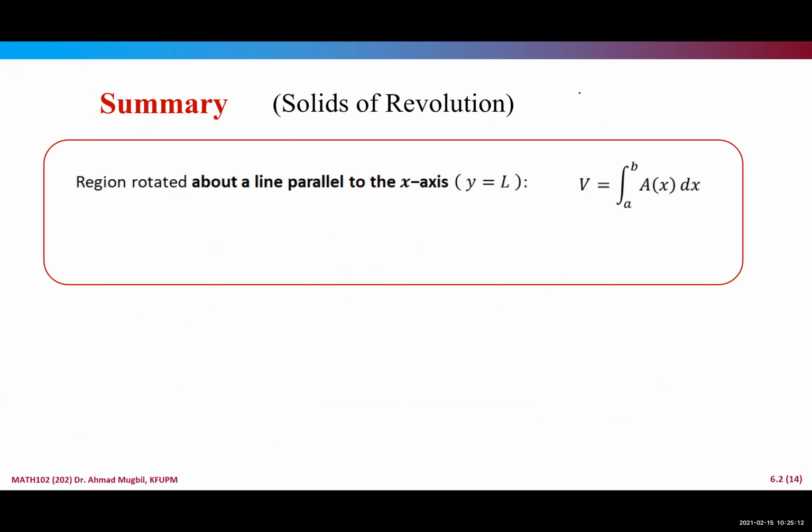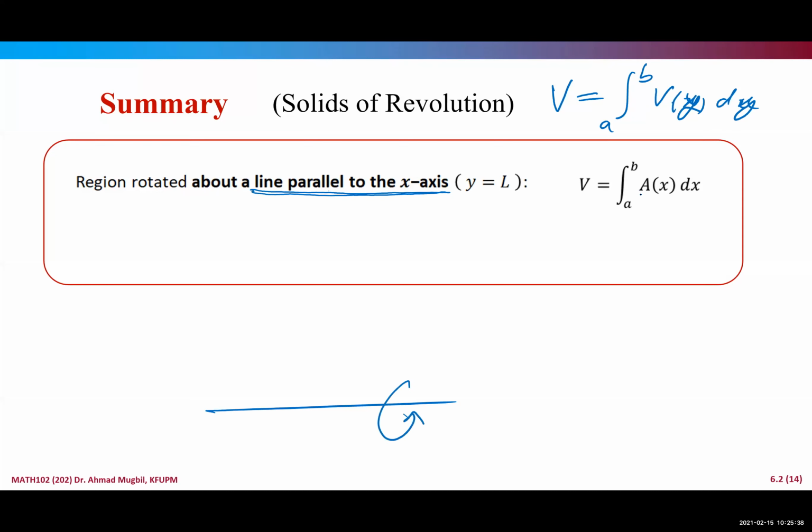So, in general, the volume is the integral of the cross section. It could be with respect to x or with respect to y. Now, if the solid is a solid of revolution, it comes from rotating a region. If the line of rotation is the x-axis or any line parallel to the x-axis, if it is horizontal, this is the axis of rotation, then the volume will be an integral with respect to x.